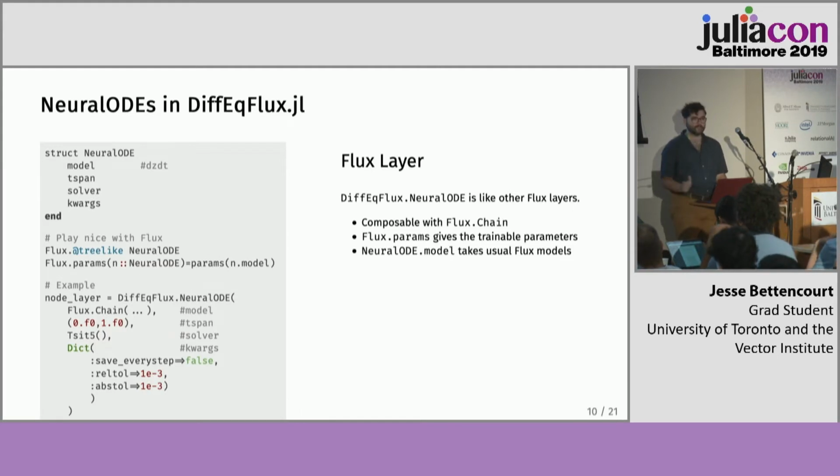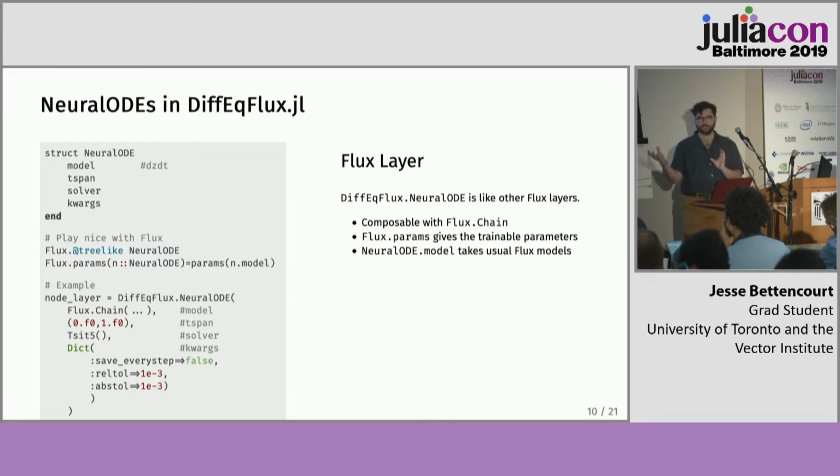Anyway, like most Flux layers, we just define a simple struct. In this case, our struct has a field called model, which is where we put the Flux model. This is dz/dt. The rest of the fields have the other things that are required for the solver to know how to solve the IVP, or the initial value problem: what solver to use, the time span you want to solve for, as well as solver arguments. Then the next step is to just make this struct play nice with Flux, and in particular, we expose the parameters of the struct by saying, oh, its parameters are actually the model parameters.